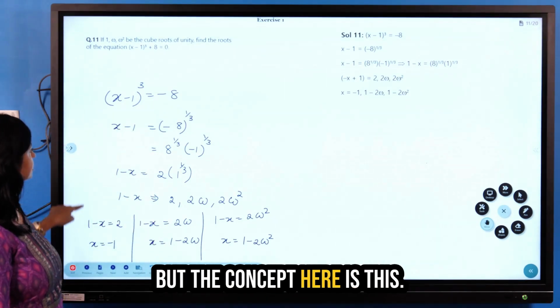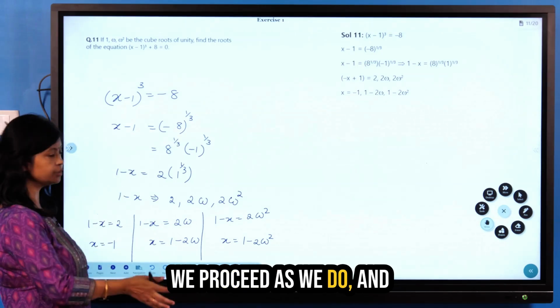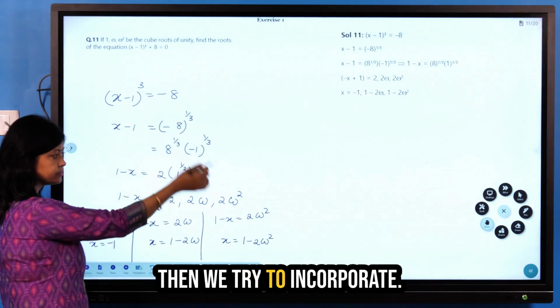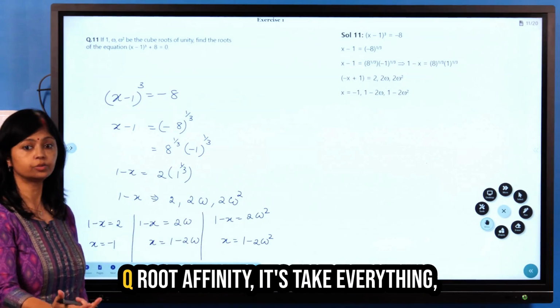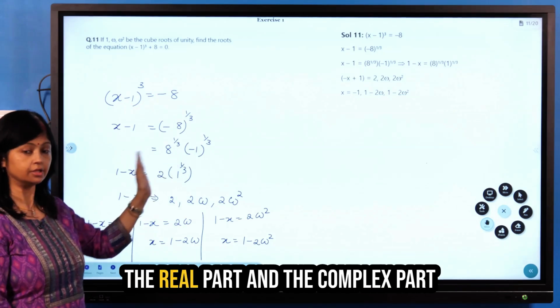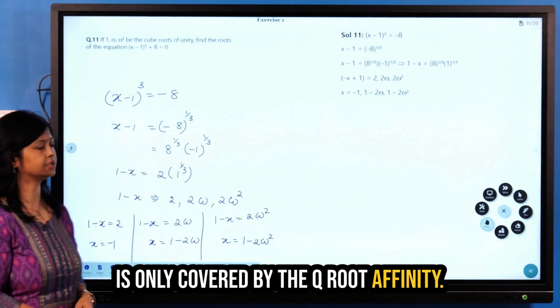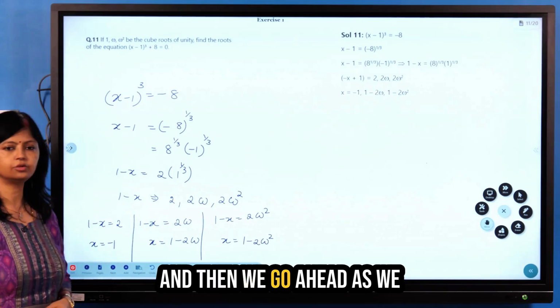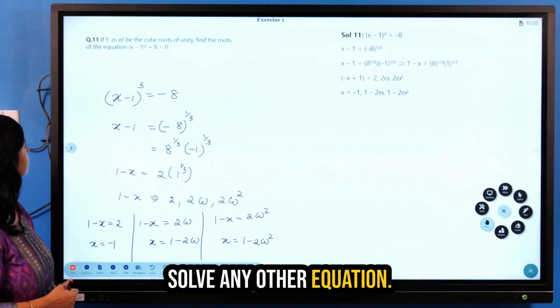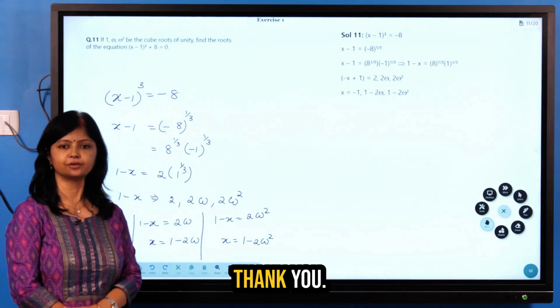But the concept here is this. We proceed as we do, and then we try to incorporate cube root of unity. Take everything, the real part and the complex part is only covered by the cube root of unity. And then we go ahead as we solve any other equation. That's it. Thank you.